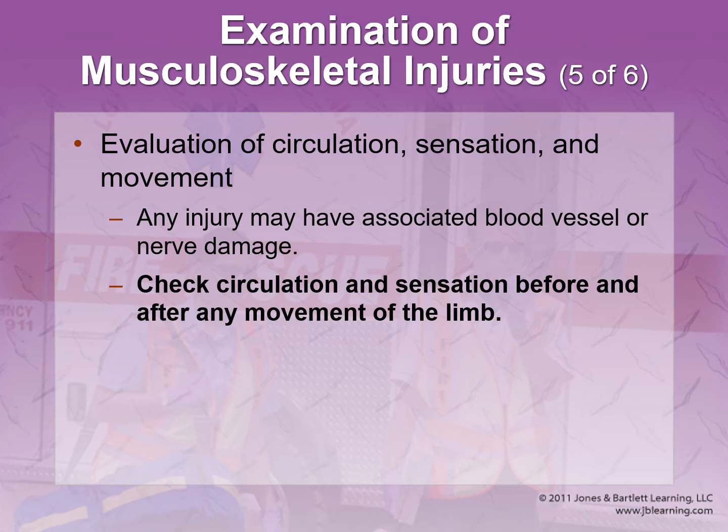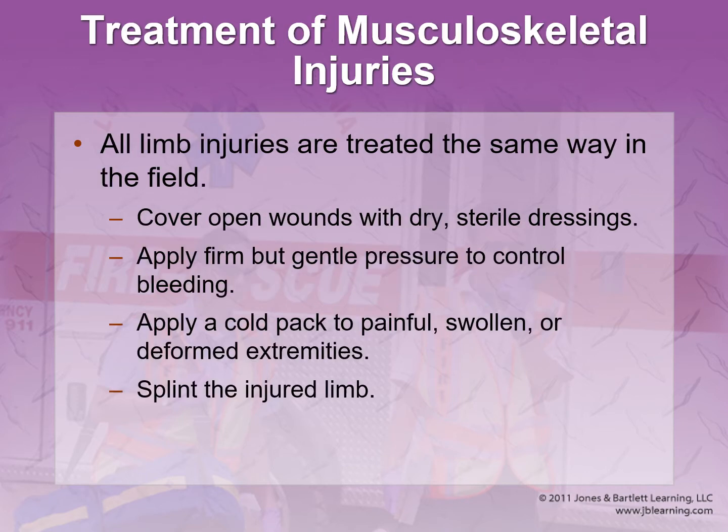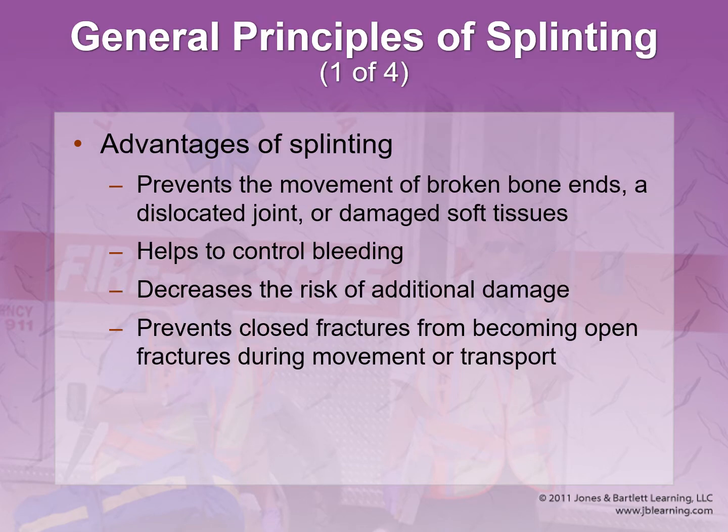So the one very important thing that we have to do at the ambulance level is check that distal circulation. We need to know that extremity has good blood flow. So cover the wounds with a dry sterile dressing, bandages, we talked about that. Usually, direct pressure will stop most bleeding, but if you need to, you can go to a tourniquet. You can apply a cold pack. That actually helps reduce swelling quite a bit, at least in that first 24 hours. And then splint, we got to splint it.